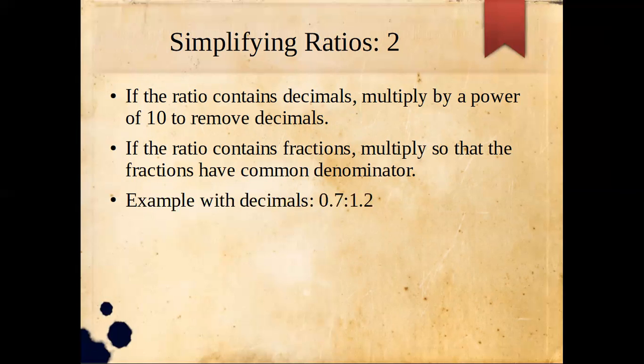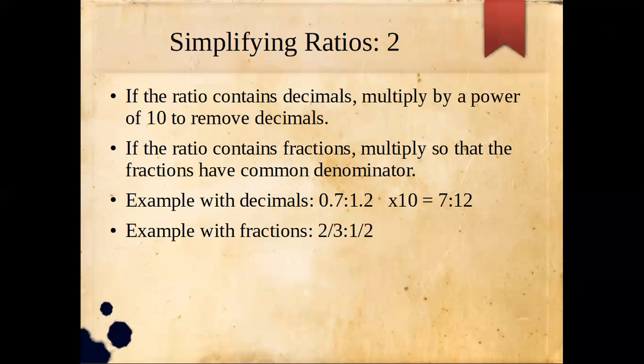So here's an example with decimals. Write 0.7 to 1.2 as its simplest ratio. So what we're going to do is multiply both sides by 10 so that they're not decimals anymore. You might have to multiply it by more than 10 if the decimal's further to the right. So what we're going to get is 7 to 12. And in this case, 7 to 12 is the simplest ratio, but sometimes you may have to simplify from here.